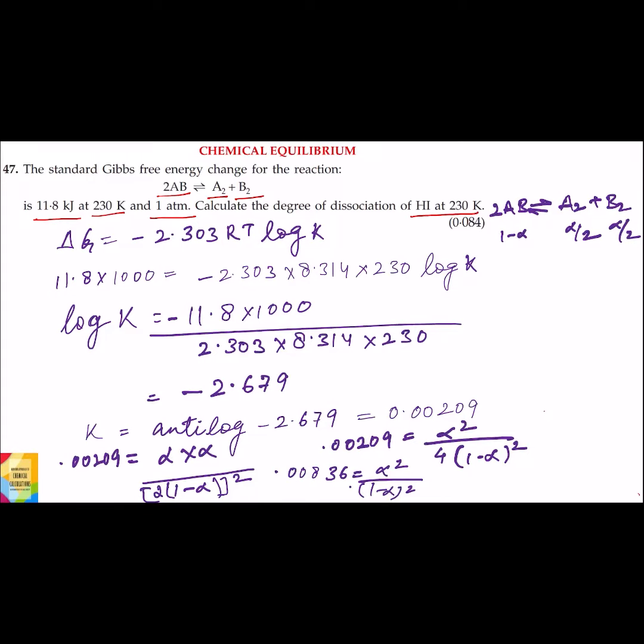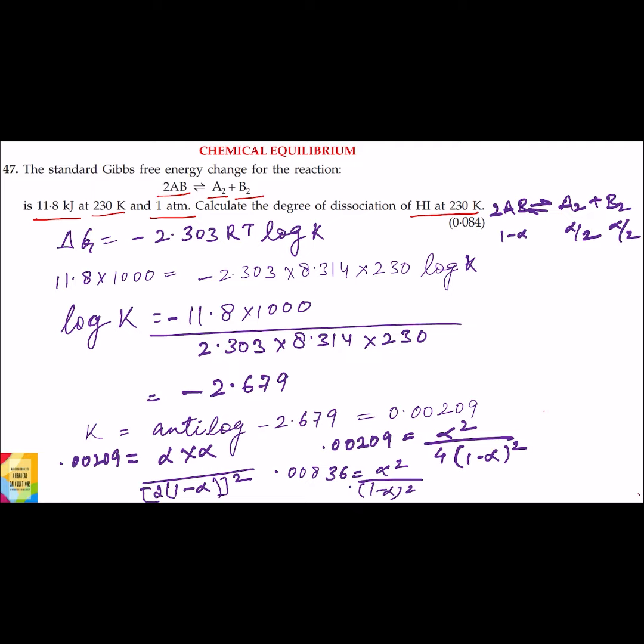The standard Gibbs free energy change for the reaction 2AB forming A2 plus B2 is 11.8 kilojoule at 230 Kelvin and 1 atmosphere. Calculate the degree of dissociation of HI at 230 Kelvin. The equation for the dissociation of HI is also the same. 2HI dissociates to form H2 plus I2. So whatever is the degree of dissociation for 2AB, same will be the degree of dissociation for HI.